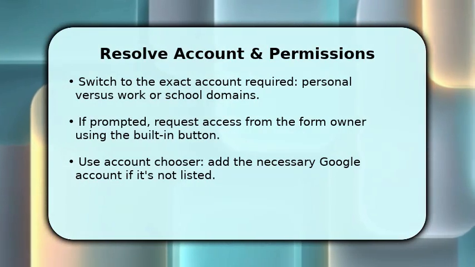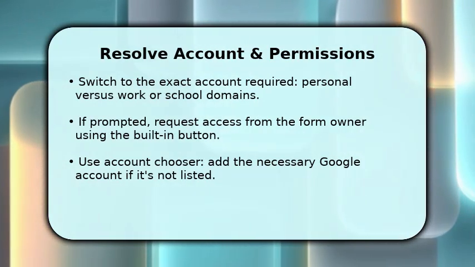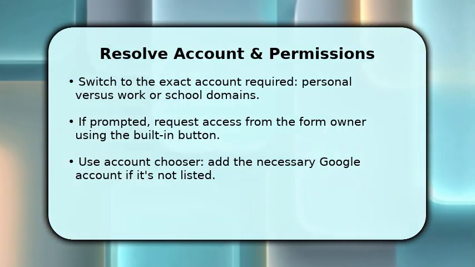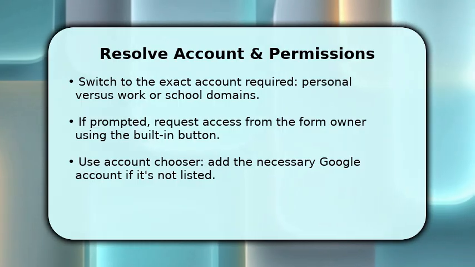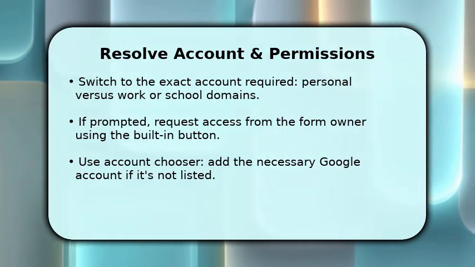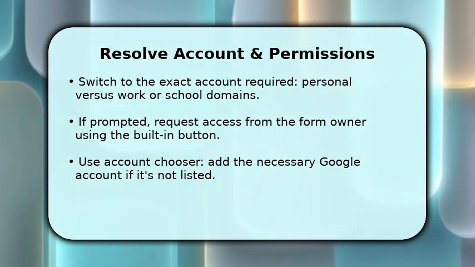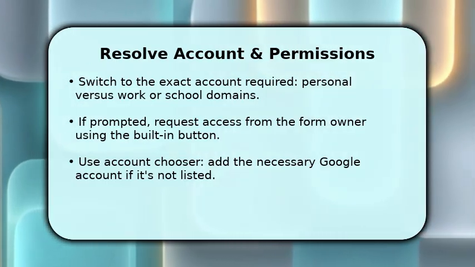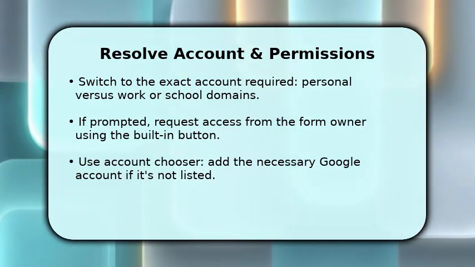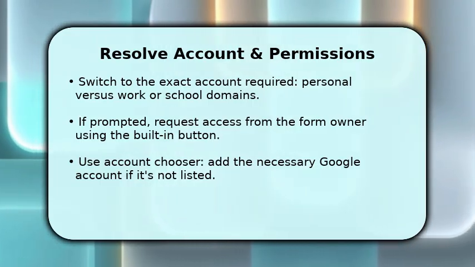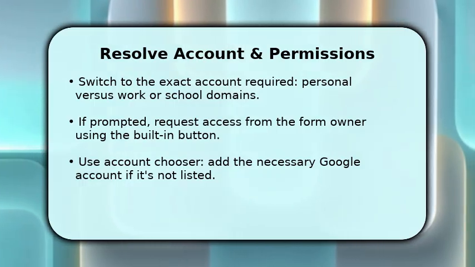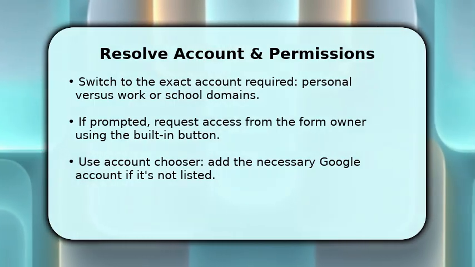Now you handle account and permission details. Choose the correct Google account from the account chooser, add it if missing. If the form is restricted to a domain, like your workplace or school, make sure you're signed into that specific domain account, not a personal one. If you hit an access block, click Request Access and send the automatic access email to the owner. Make sure to include your exact account address. This ensures the owner can grant permission without guesswork.